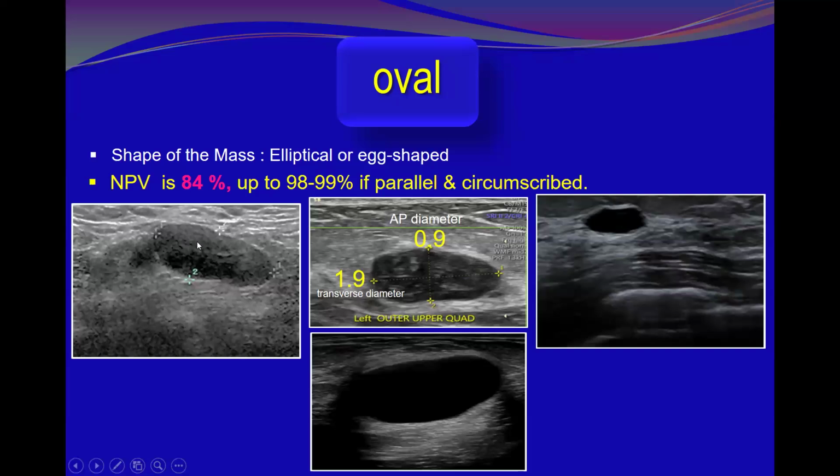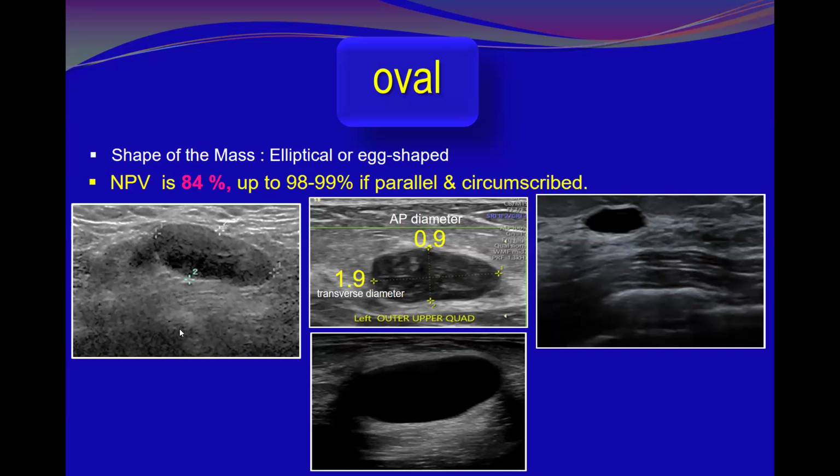When we look here, this is an oval. So obviously the transverse diameter or dimension is elongated, is long. It is the long axis of the lesions, okay? The longest or the greatest dimension is the transverse dimension. That is why it is oval, you see?